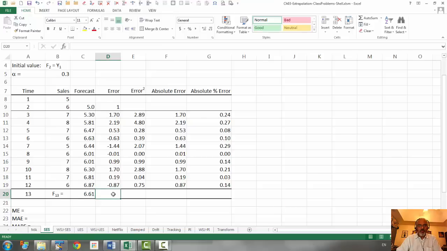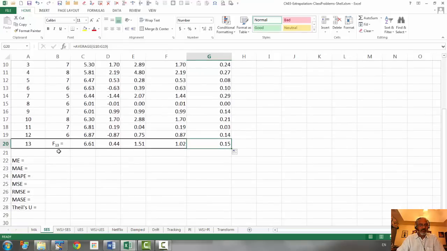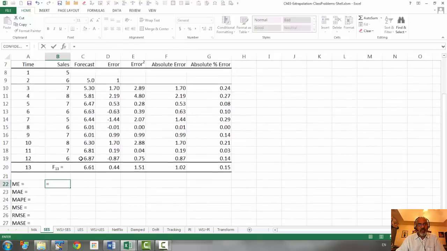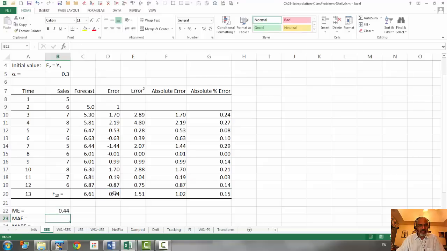Okay, so now if you do an average of these, you get ME. And then we copy that. So here is ME, this is MSE, mean square error, this is mean absolute error, MAE, and this is mean absolute percent error. So ME, there is no function, I don't have a function for ME, so it's just that.